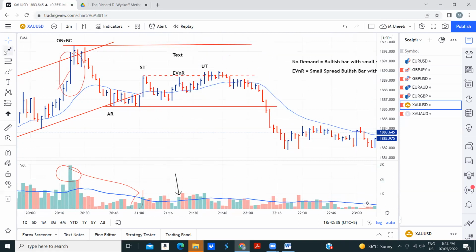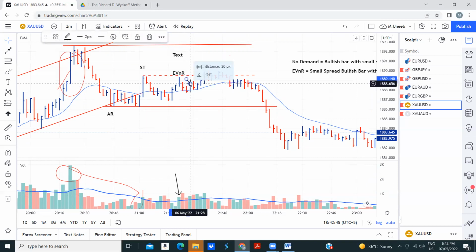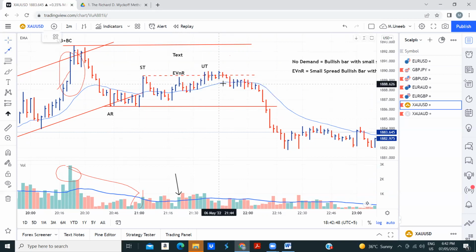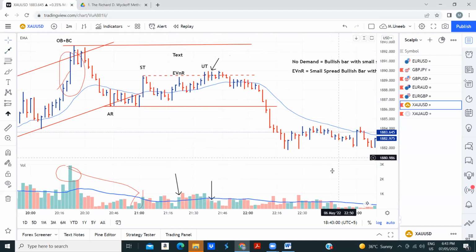Okay. Now I will show you no demand here. This is again effort versus no result, a small spread bar, less than average spread. Now, if you see this bar, here is no demand. No demand is this one here, this arrow one. You see here? The volume here is lower than the previous two volumes.